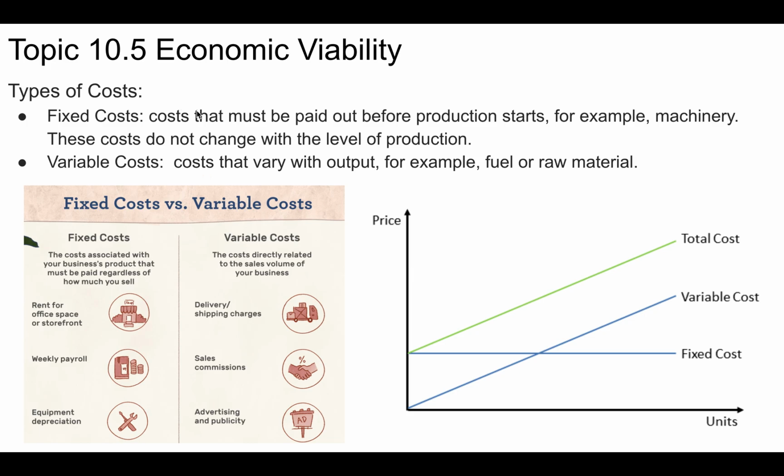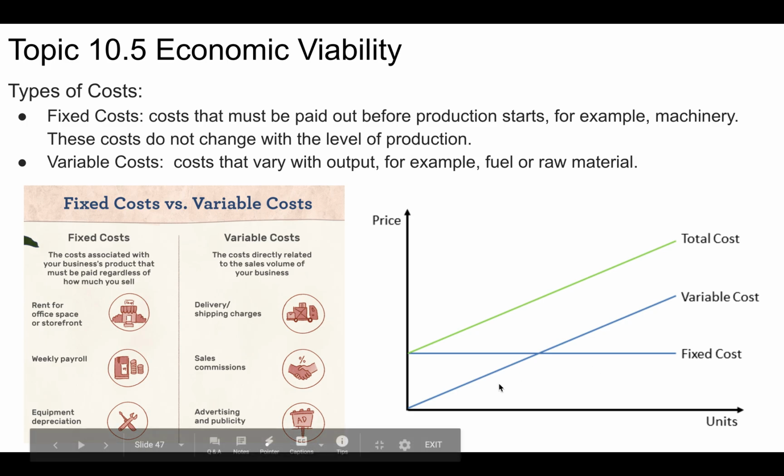Okay, so let's look at some types of costs. So the first type of cost we want to look at is something called a fixed cost. So this is a cost that must be paid out before production starts. So this might be machinery, it might be rent, it might be just a ton of things that it could be. Okay, and these costs don't change with the level of production. So really, these things are fixed, right? So they're not changing. That's why this line over here is flat. Okay, because it's not changing over time.